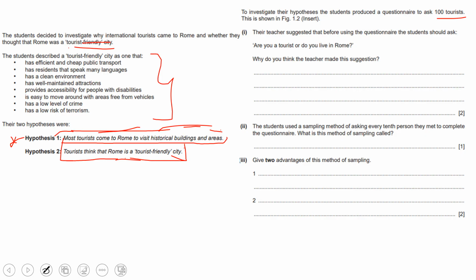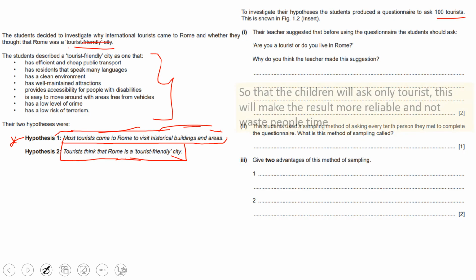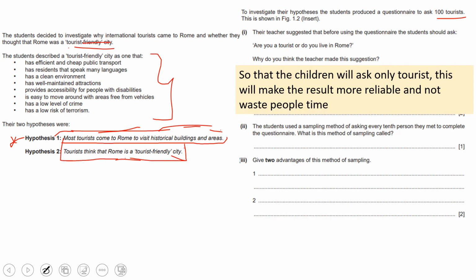Now, the teacher suggested that before using the questionnaire, the student should ask, are you a tourist or do you live in Rome? Now, why will this be important? First, this investigation is for tourists. So it is so that you will not waste time collecting data from people that are not tourists. That is why you need to ask this question. So it helps to save time, and it also makes your data more reliable. So the students will ask tourists alone. This will make the result more reliable and it won't waste their time. So that's the essence.